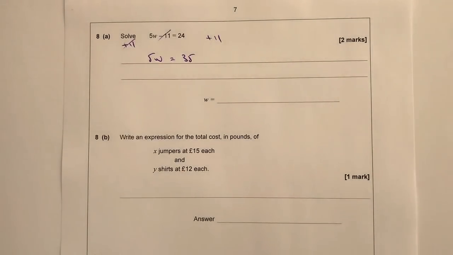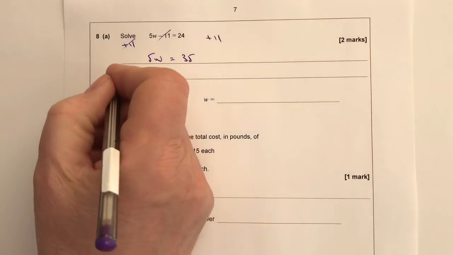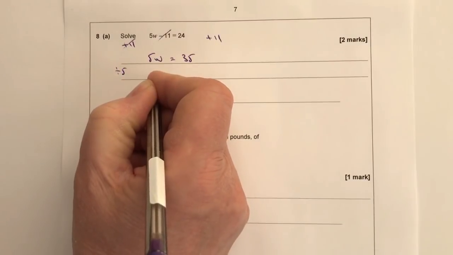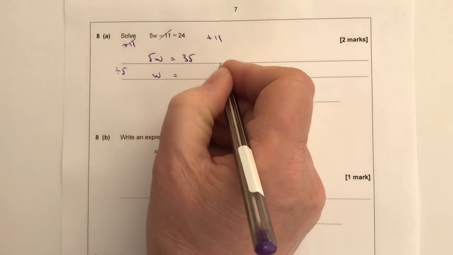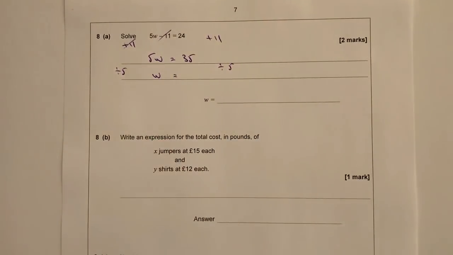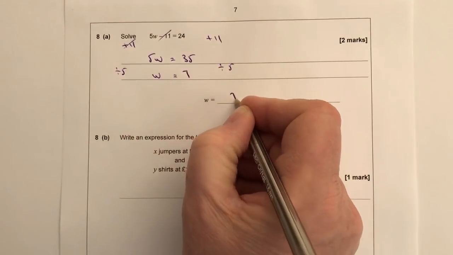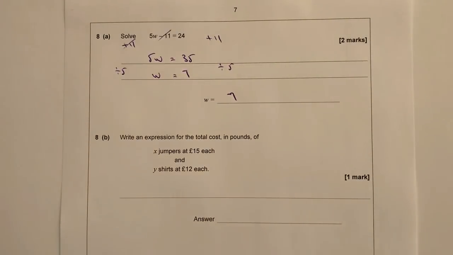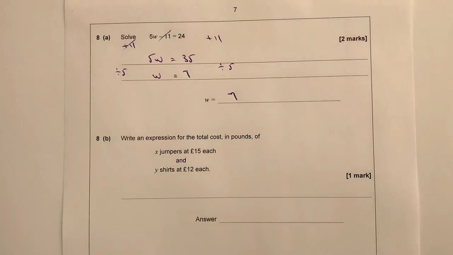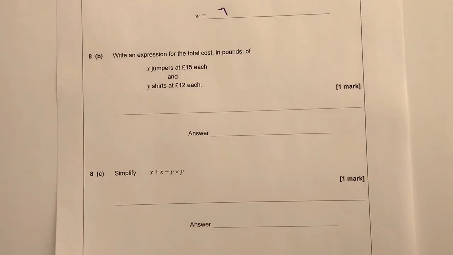So what we're saying then is 5 lots of w equal 35. So if I divide by 5, that's going to give me 1 lot of w. But I need to divide by 5 on both sides. So 35 divided by 5 is going to equal 7. So w equals 7. Okay, hope that's all right for you. Let's move on then to question number 8b.